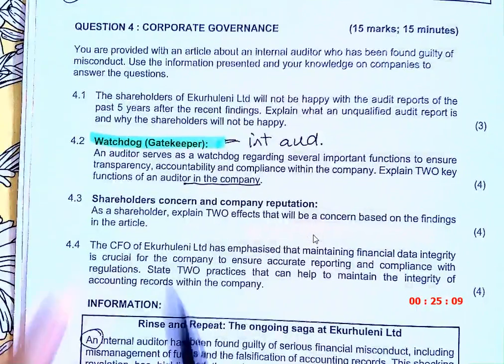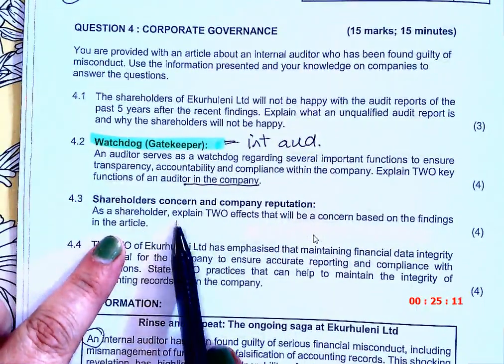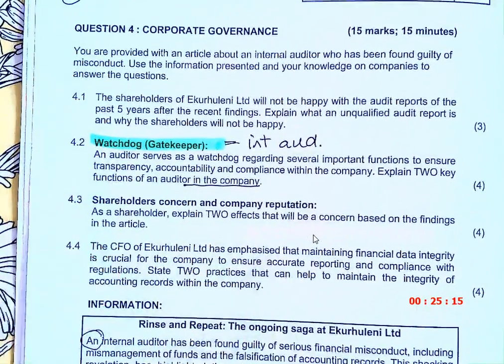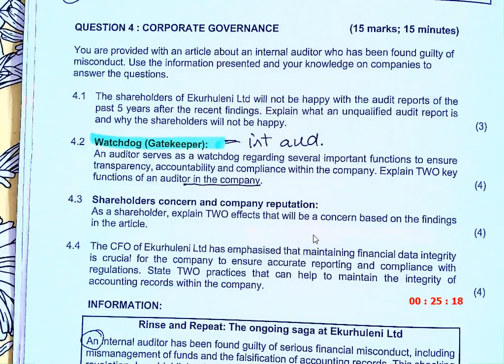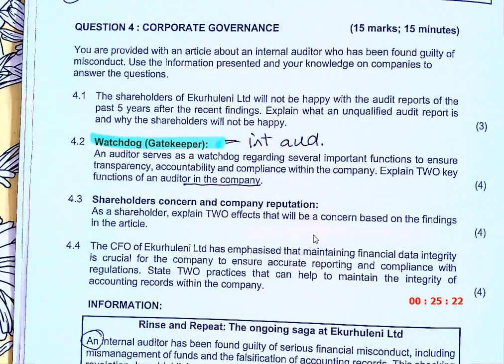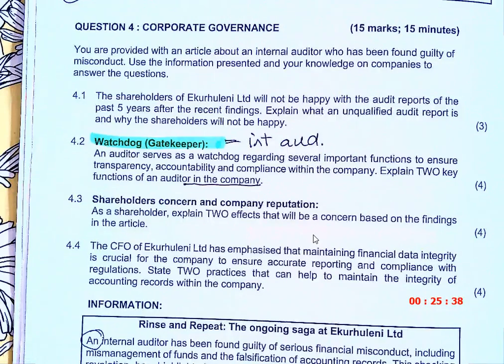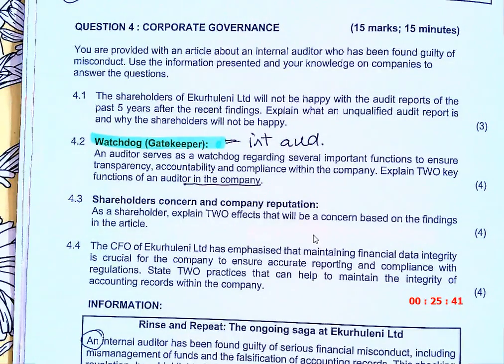Okay. As a shareholder, explain 2 effects that will be a concern based on the findings in this article. What's the first thing when the public image of a company is corrupted? People lose their trust. If people lose their trust, they take their money. People who want to invest don't invest. People who are invested are going to sell. What's going to happen if everybody wants to sell their shares? The market price will fall. So any of those things, if you wrote it, it's right.